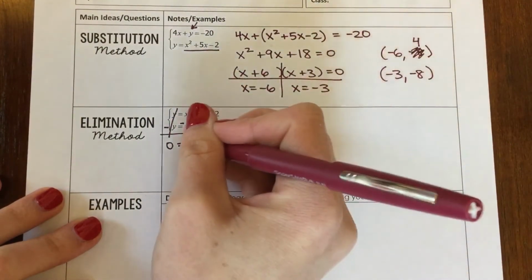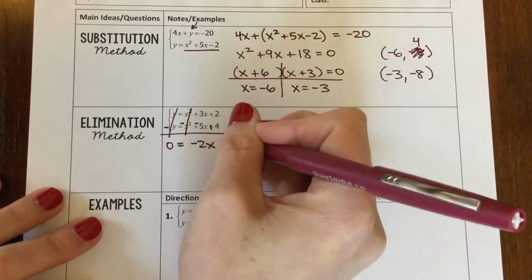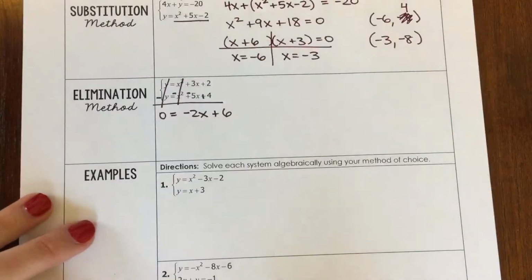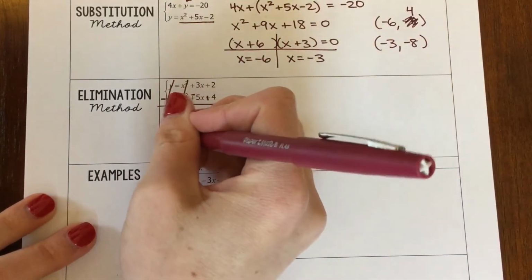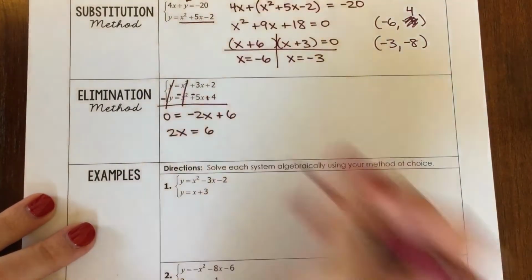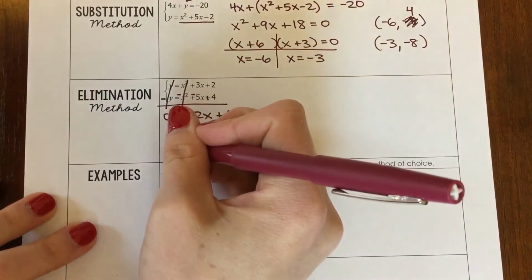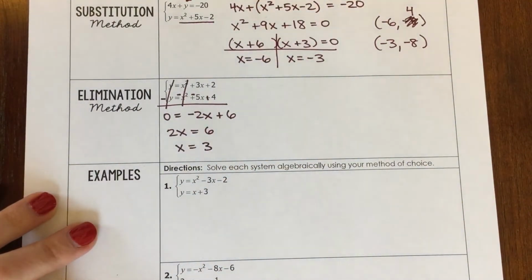3x minus 5x would be a negative 2x, and 2 plus 4 would be 6. So now, just by making one of them negative, I eliminated a bunch of stuff. I'm working with a much simpler equation here. This is not a quadratic, it's linear. Linear means you want the variables on one side and the constants on the other. So move that 2x to the left. Divide both sides by 2, and I end up with x equals 3.